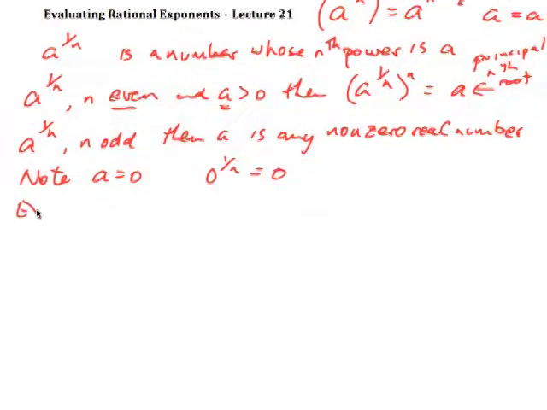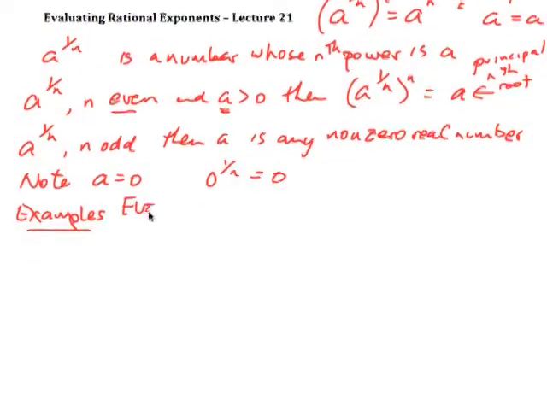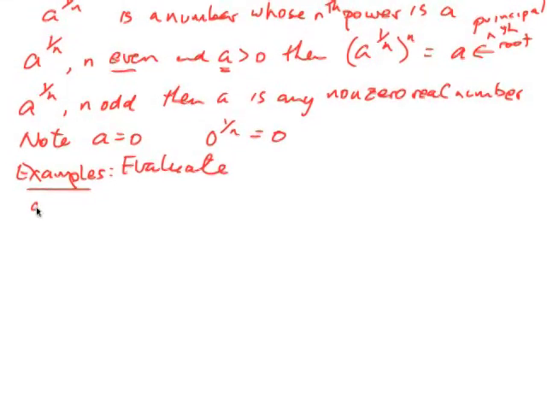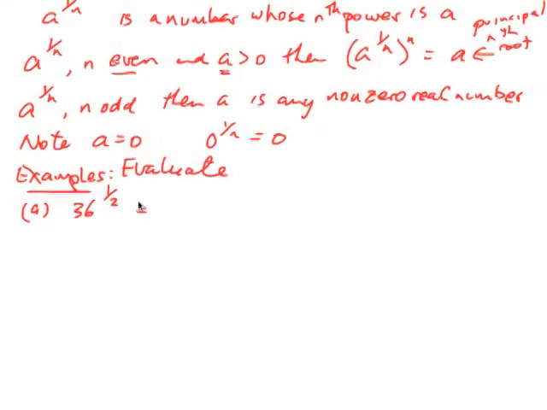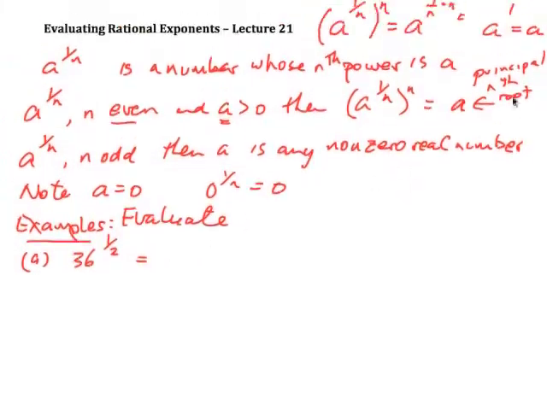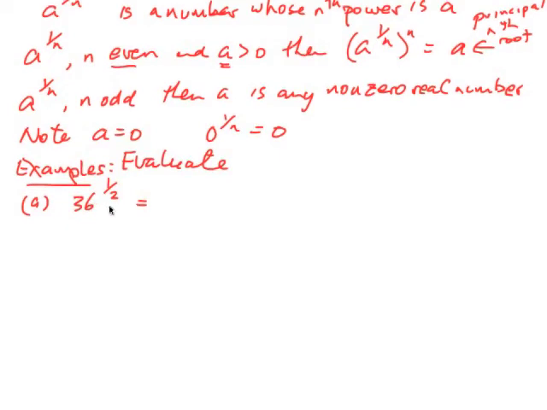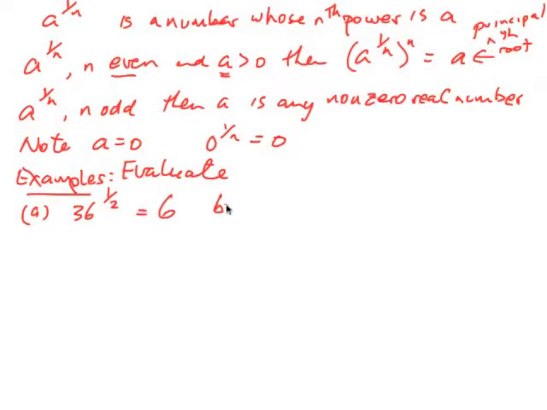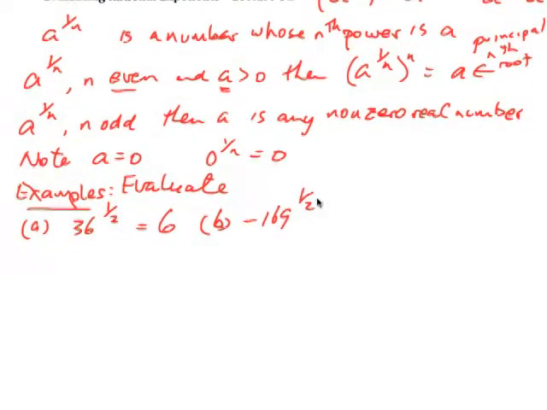So let's look at some examples. Let's evaluate each of the following. Let's suppose that I have 36 to the half. So what's 36 to the half? Well, this is looking for the principal nth root of 36. In other words, a number that multiplied by itself gives 36, and it must be positive, so it must be 6.